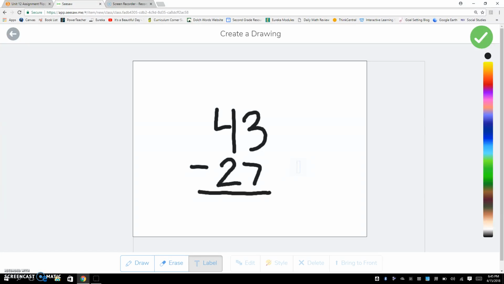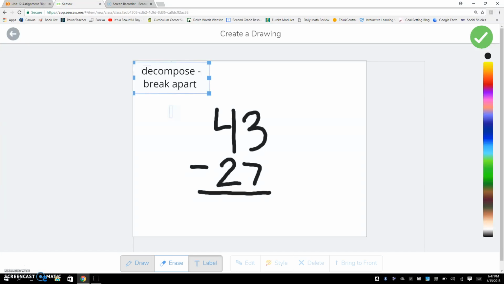We decompose the tens. Let's define this in your notes. Decompose means to break apart a number. In this case, we are decomposing or breaking apart one of our tens into 10 ones so that we have enough ones to subtract in the ones place.